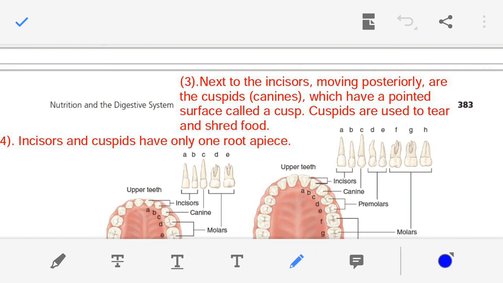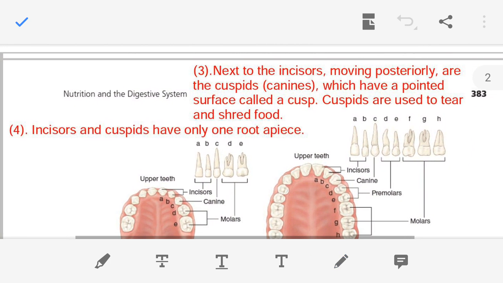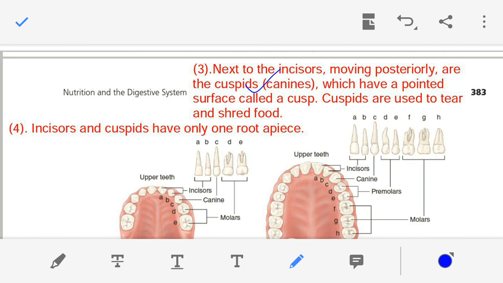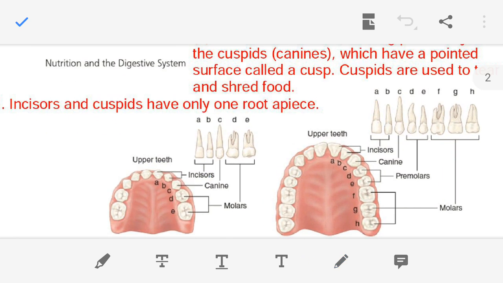How do we use the cuspid or canine teeth? They are used to tear and shred the food. So this is regarding the cuspid or the canine teeth. Now moving on to the fourth point. The incisors and the cuspids, for example these are the incisors, and these are the cuspids, and they have only one root.